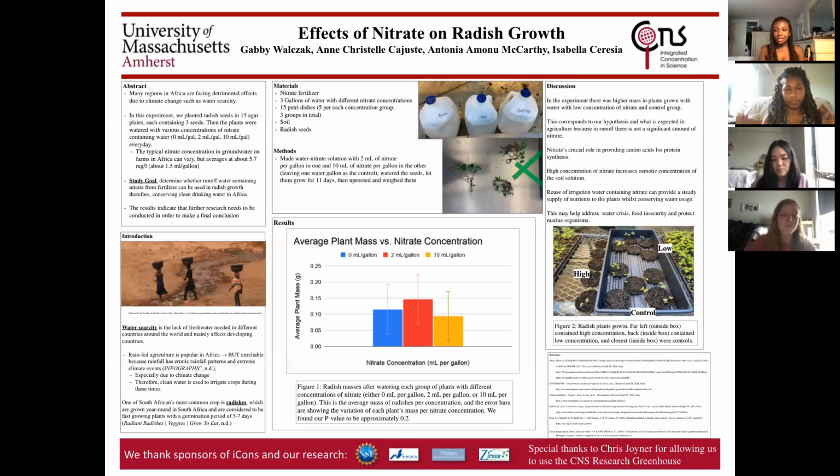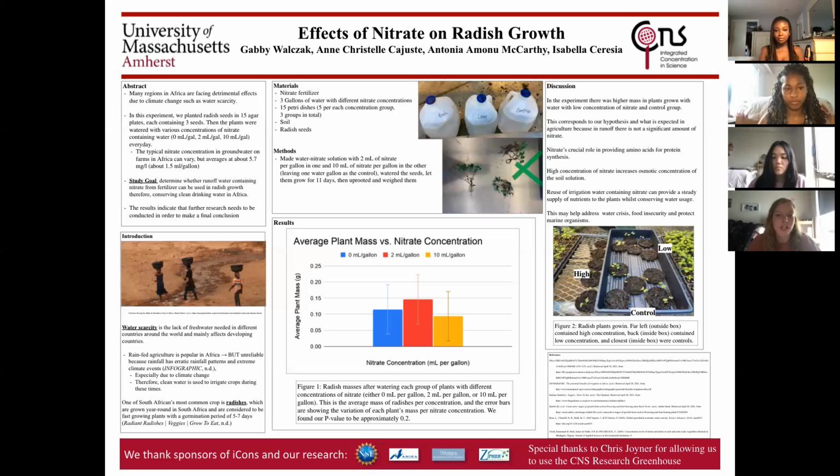We then took the soil and watered it. We then placed 6 seeds in each Petri dish, and every day for 11 days, we watered the seeds. At 11 days, we uprooted the plants, cleaned them, and weighed them. The 2 milliliters per gallon group mimics the typical nitrate concentration in groundwater in South Africa. And now moving on to results.